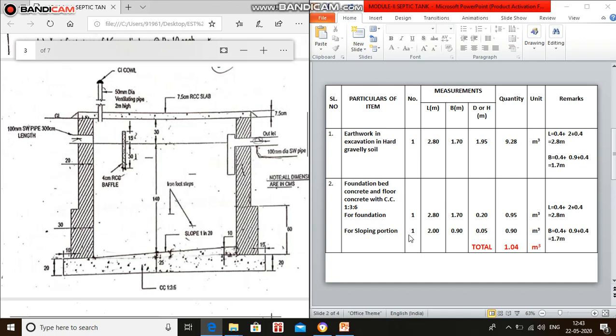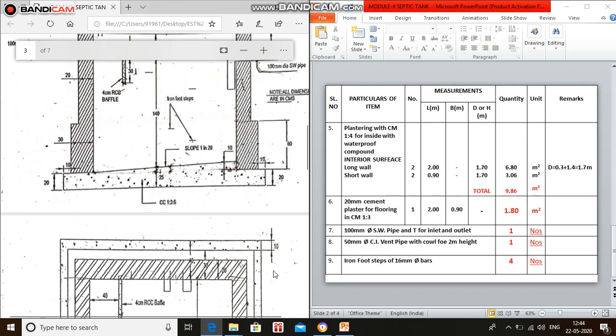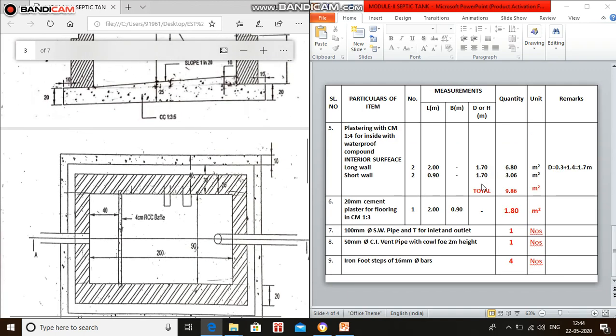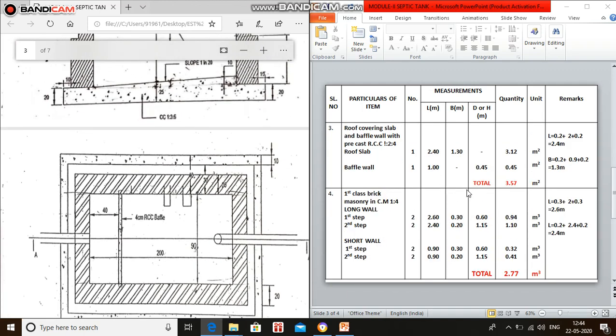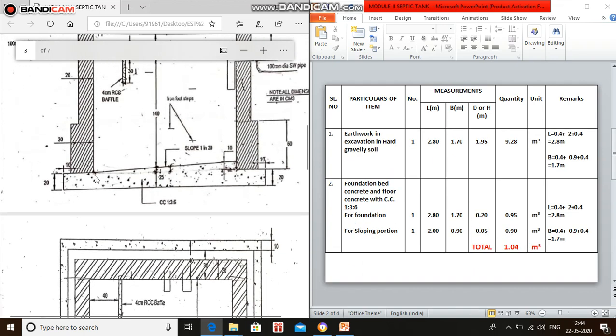And coming to the sloping portion, only inner to inner dimension. So here the inner dimension is 200 centimeter, that is nothing but 2 meter, and breadth is again 0.9 meter. And coming to the depth, here is the average of this, 0 plus 0.1 divided by 2, which is 0.05 meter. The total quantity is 1.04 meter cube, the quantity of cement concrete bed.